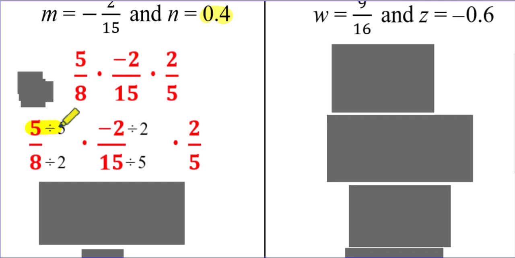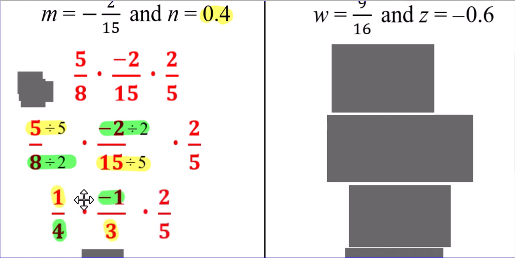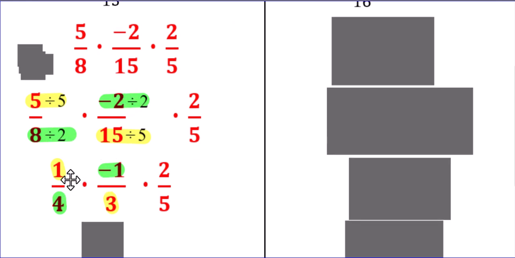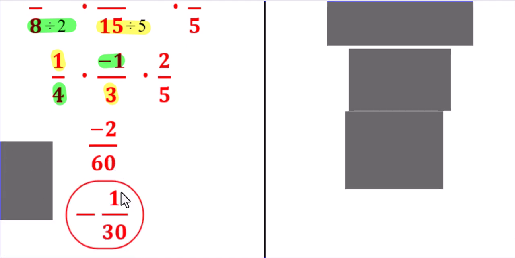From here, you're going to take 5 divided by 5 and 15 divided by 5, and then finally you're going to take negative 2 divided by 2 and 8 divided by 2. Let's see what those results would give you. 5 divided by 5 is 1, 15 divided by 5 is 3, 8 divided by 2 is 4, and negative 2 divided by 2 is negative 1. Go ahead and multiply your numerators together. You will get negative 2. Multiply your denominators together, and you will get 60. And this can still reduce. 2 and 60 are both divisible by 2. That's going to give you negative 1/30.